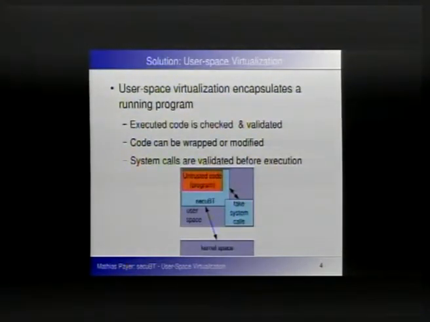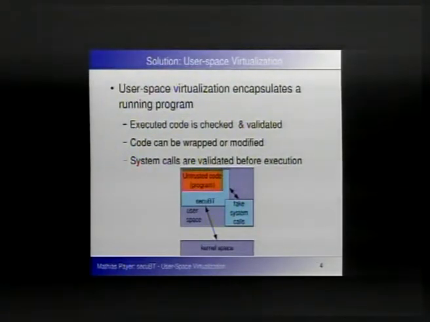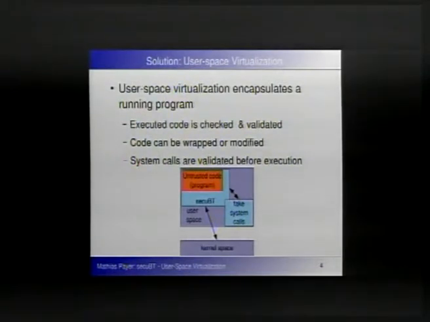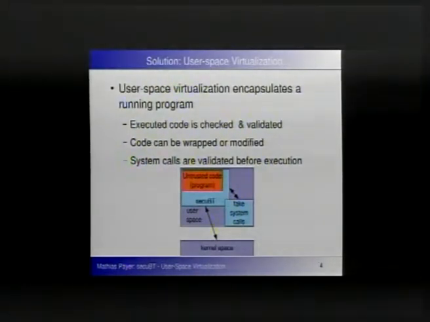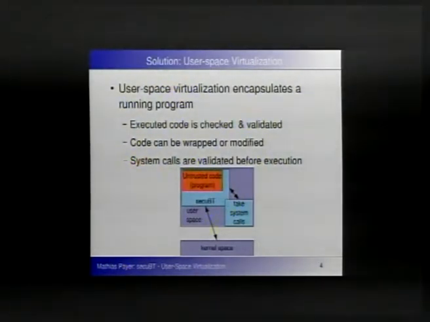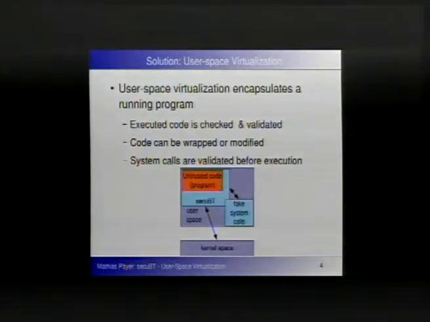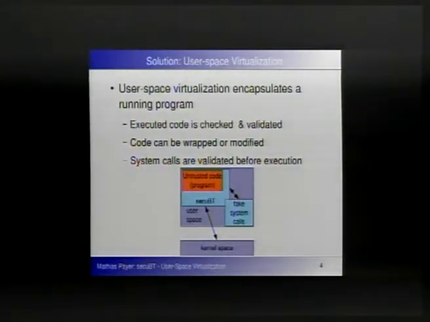The solution that we propose is user space virtualization. We use a virtualization technique in user space to encapsulate a running program with an additional layer of security. All the executed code inside the user process is checked and validated. So the program cannot execute any unintended instructions or system calls. All the code in the untrusted program can be wrapped or modified and is checked.